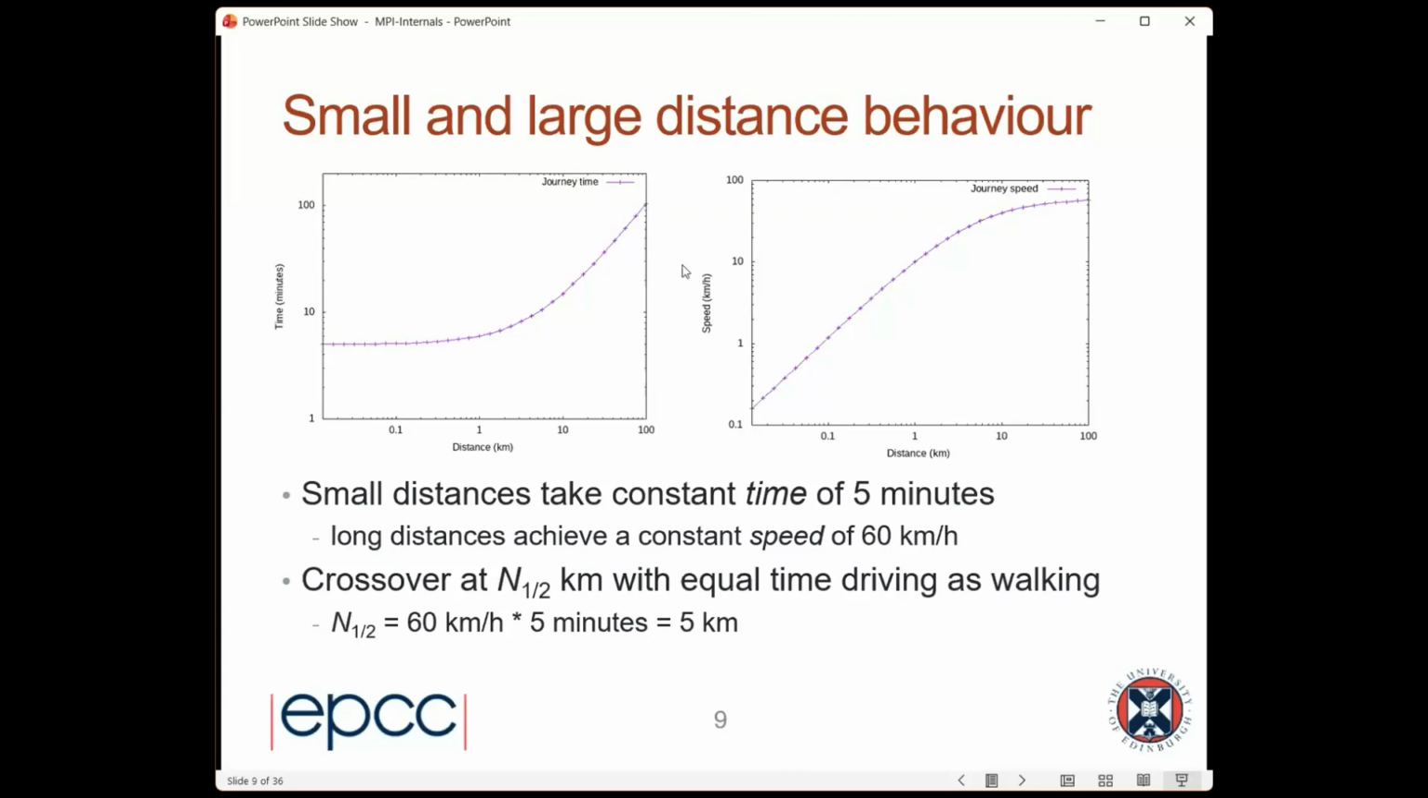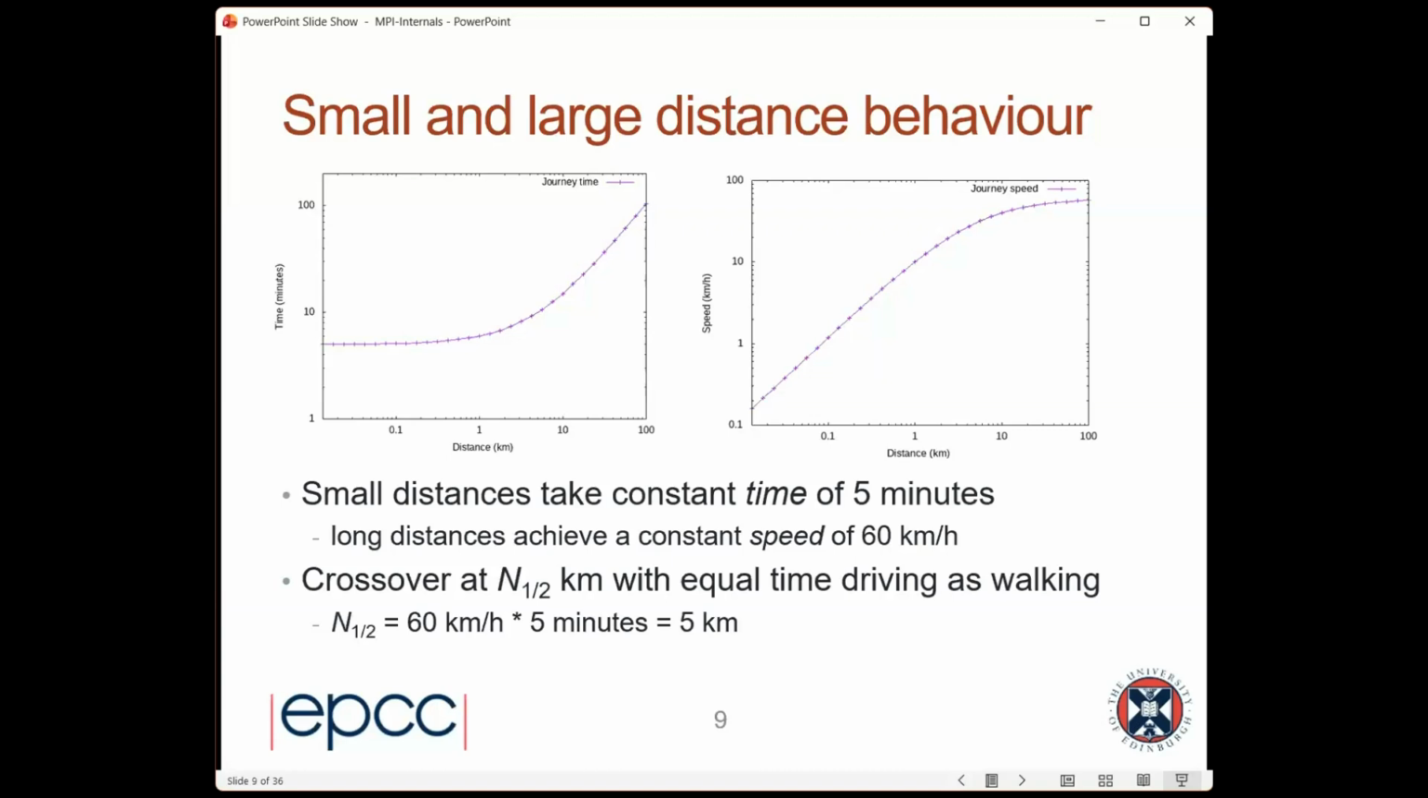Then the time starts to increase. But if I don't plot the time, I plot my average speed. This is equivalent in a network context to plotting the bandwidth, the megabytes or gigabytes per second. You'll see that for small distances, I have a very small speed, but for larger distances, I end up with a constant speed. I approach this 60 kilometers an hour as a plateau. So the important point here is there is small and large distance behavior. Small distances take a constant time. Large distances achieve a constant speed.